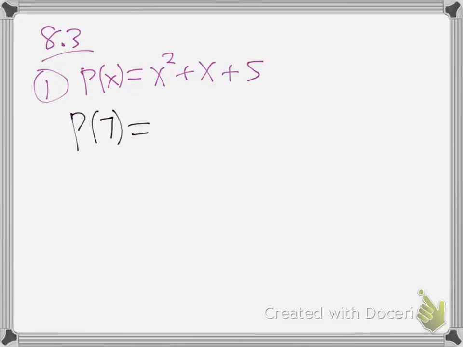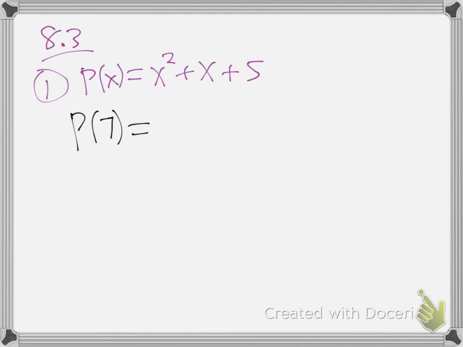Okay, so this is section 8.3. They want P of 7. So what does that mean we do? Yeah, just plug it in. It's just kind of the same thing as the last section. Plug in the 7.